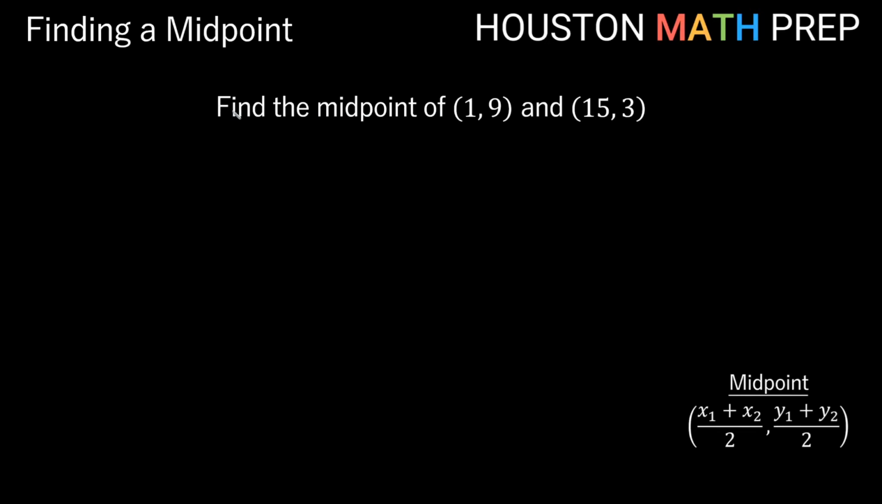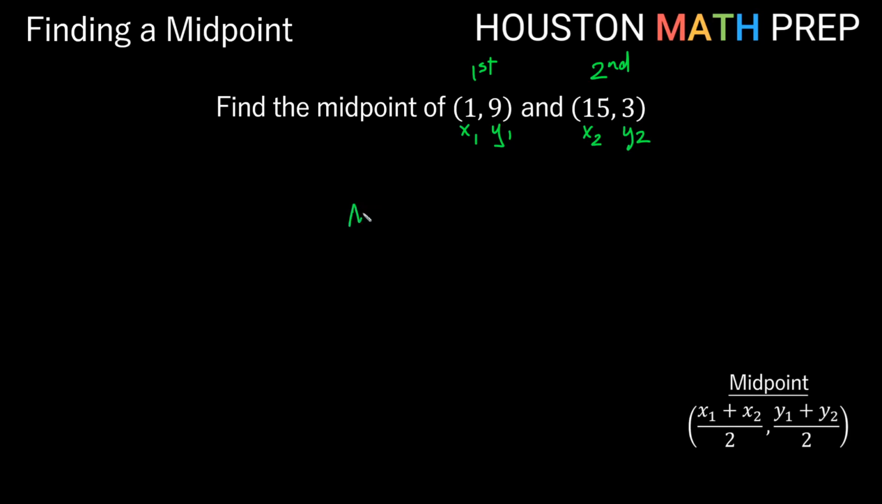So here we want to find the midpoint of (1, 9) and (15, 3). In other words, the point that is halfway exactly between those 2 points. Now using our formula here, you can see we need an x1, x2, a y1, and a y2. So since this is our first point that I'm given, I'll go ahead and call this x1 and this one y1. So x1 is 1 and y1 is 9. If this is the second point that I'm given, then we'll go ahead and call 15 our x2 and 3 our y2. This is the second x coordinate we're given and the second y coordinate we're given.